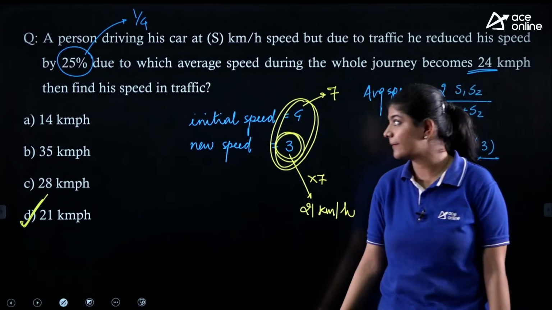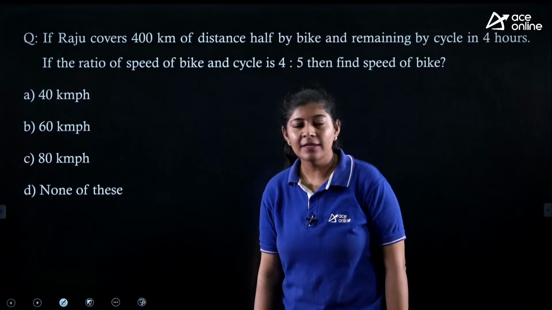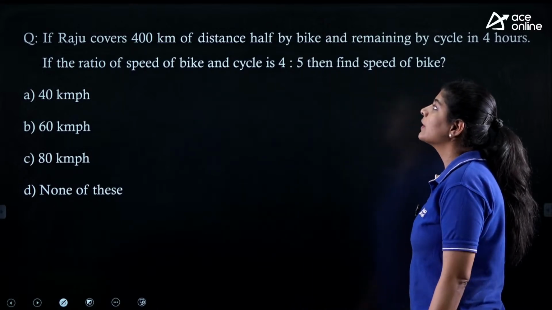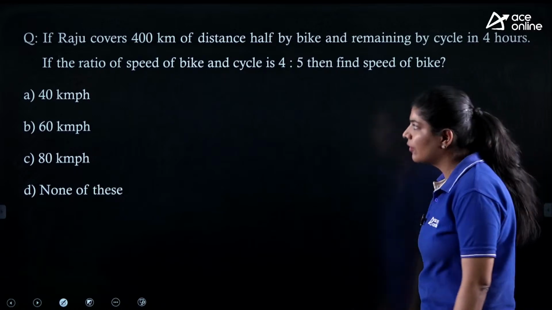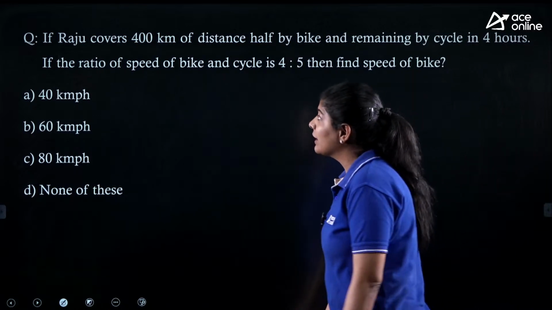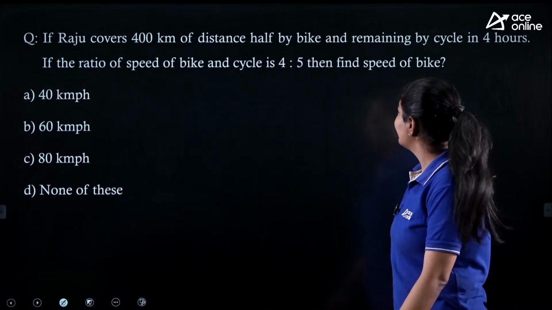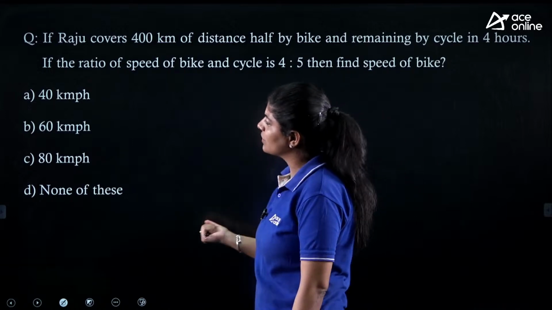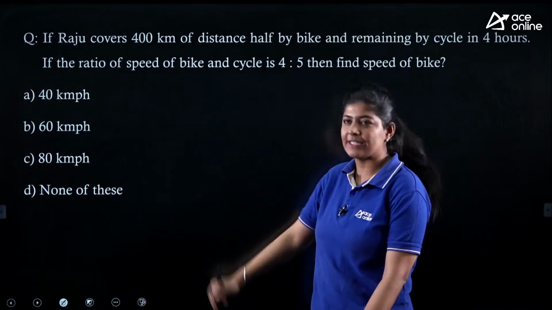It's quite easy. So this is the last question, and this question is for your homework, and the question says that if Raju covers 400 km of distance, half by bike and the remaining by cycle in 4 hours, if the ratio of speed of bike and cycle is 4:5, then find the speed of the bike. You can easily solve it, as this is a very easy one.